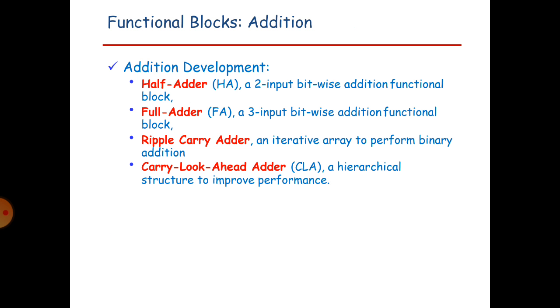So the functional blocks. For addition, we have the half adder, that is a 2-input bitwise addition functional block, the full adder, that is a 3-input bitwise addition functional block, and the ripple carry adder, an iterative array to perform binary addition. Then the carry look-ahead adder, a hierarchical structure to improve performance.